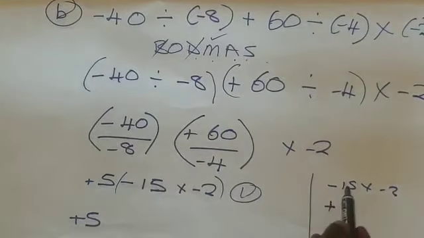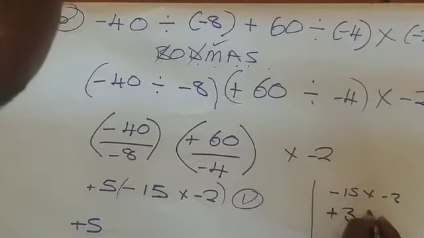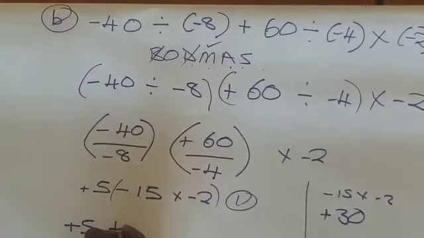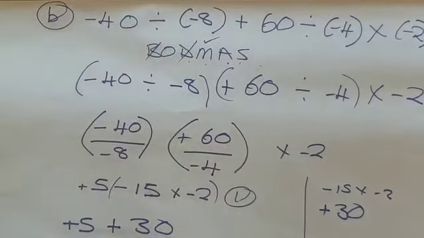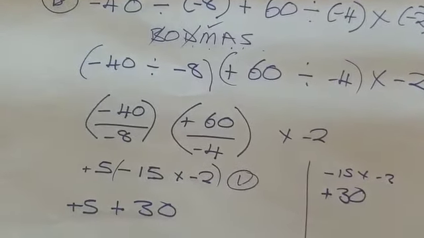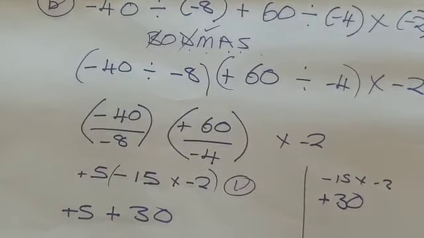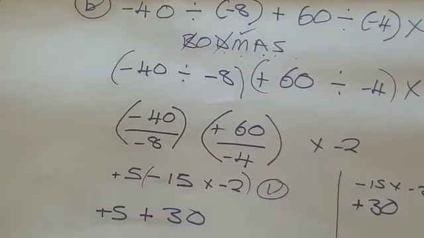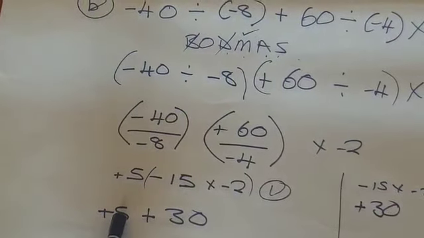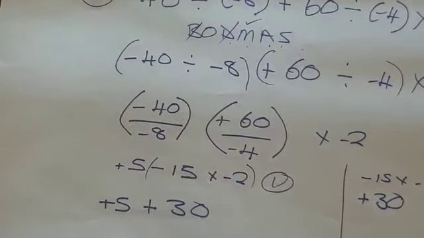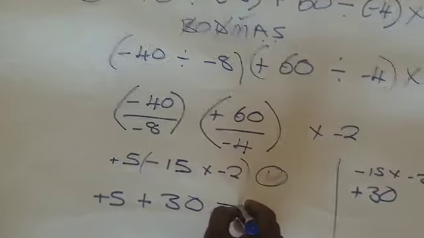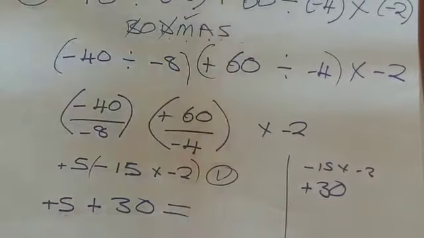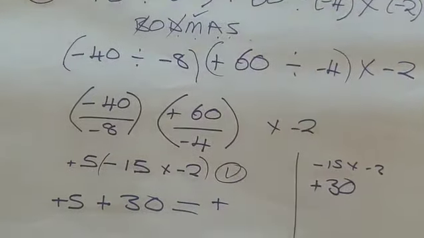Then come back to the numbers. What is 15 times 2? It is 30. Meaning that instead of having this, I'm going to have positive 30 as my answer there. So now you can see that I've got positive 5 plus 30. Addition of two numbers with the same sign, the answer becomes positive. So automatically I know that my answer will have a positive sign.